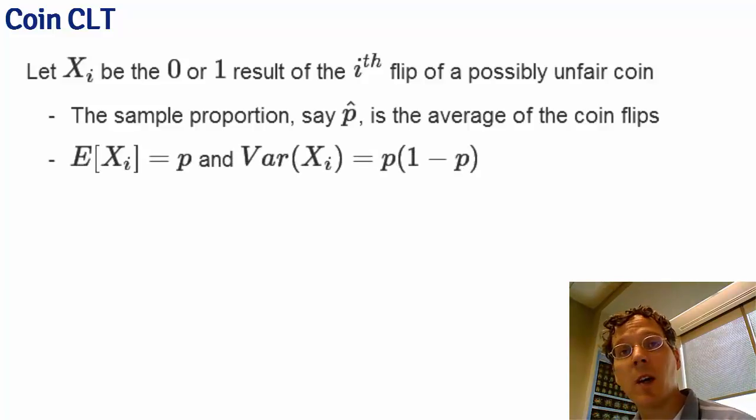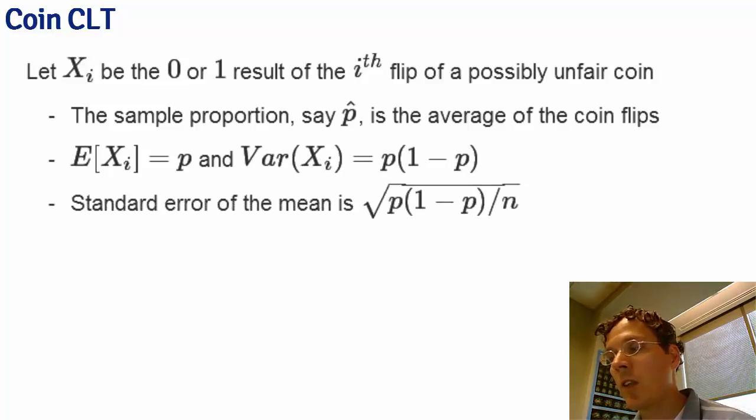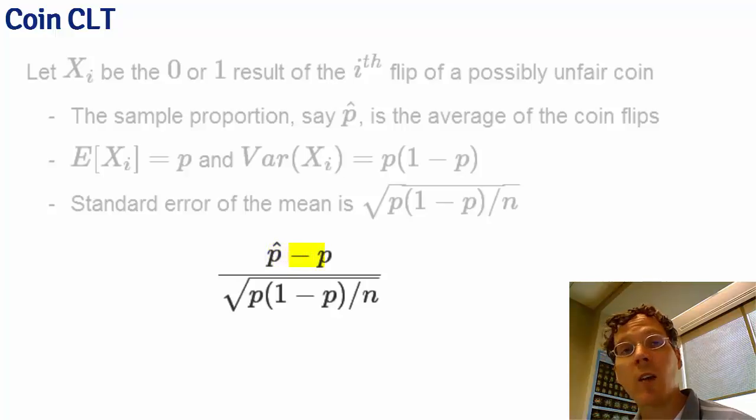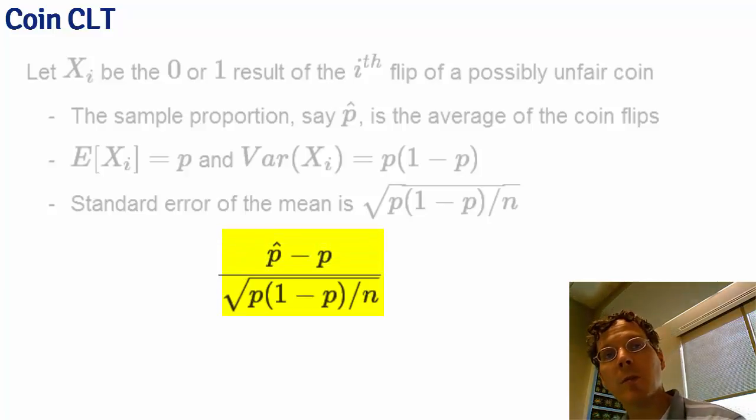Recall that the expected value of xi is p, and that the variance of xi is p times 1 minus p. Then the standard error of the mean, or the standard error of the proportion of heads, p hat, is square root p times 1 minus p over n. So if we take the statistic p hat, subtract off its population mean, and divide by its standard error, square root p times 1 minus p over n, that should be approximately normally distributed if n is large enough.